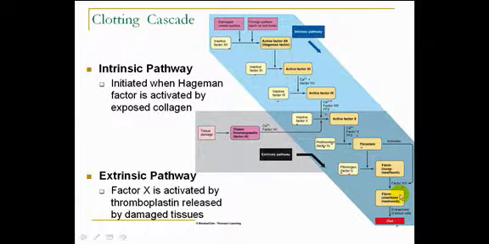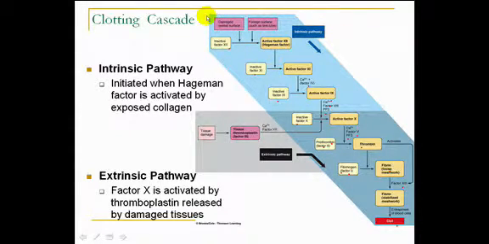Now you might be asking, oh my gosh, do I have to know this whole pathway? Well, the answer there is no, but you have to know most of it. I'm not going to ask you to tell me where calcium plays a role or exactly which step PF3 plays a role in, but you do need to know that calcium and PF3 are required.